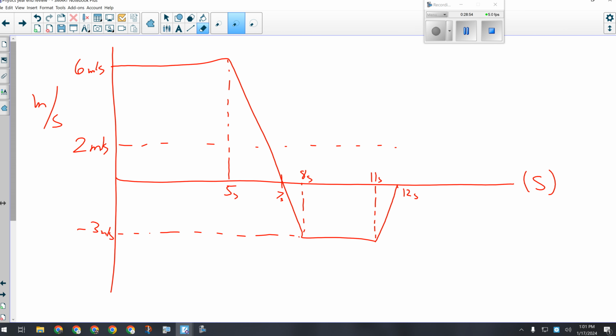Okay, so it's a velocity versus time graph. What's the object doing here? Moving at 6 meters per second. Moving at a velocity of positive 6 meters per second, or moving in a positive direction at 6 meters per second. Absolutely. What's it doing right after that?